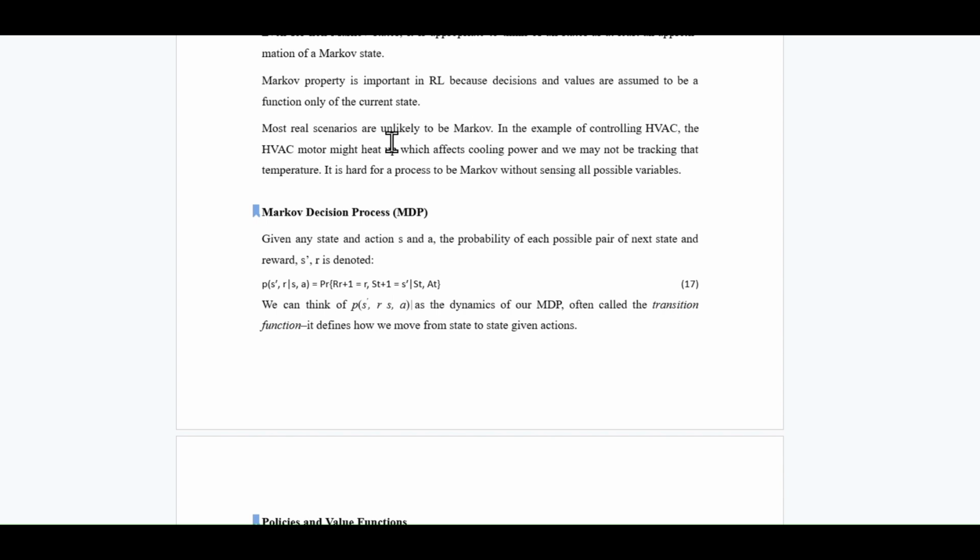When we talk about the transition function, it defines how we move from one state to another state by choosing actions. It's like a map, where we can see where we are starting and where the destination is. So the transition function is a lot like a map that shows you how to get from one state to another given the actions you take.